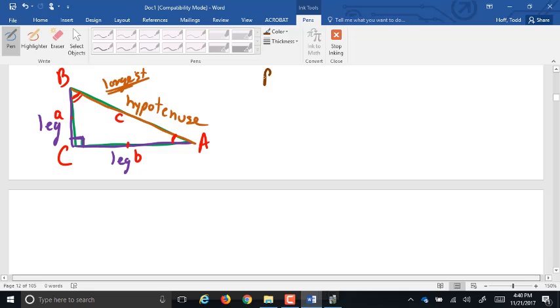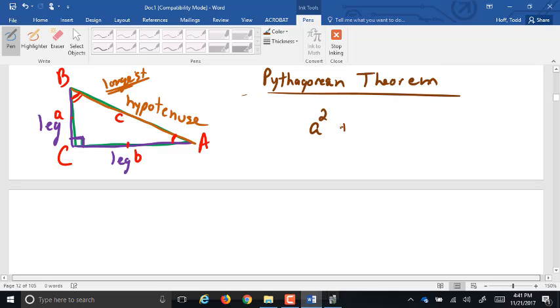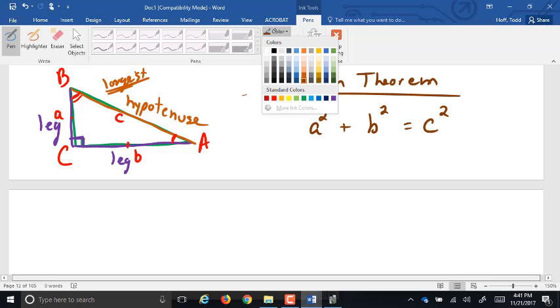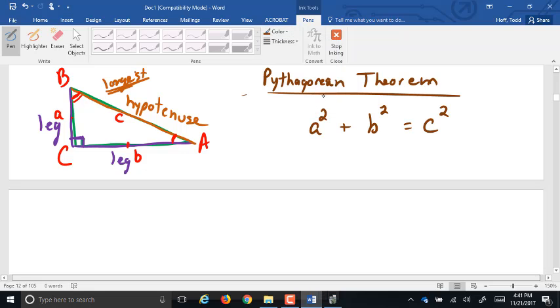And of course, the rule that we're going to put out here, called the Pythagorean theorem, or sometimes called the Pythagorean rule, is of course the length of side a squared plus the length of side b squared is going to equal the length of side c squared in any right triangle. Of course, it has to be a right triangle. If we don't have that right angle in it, this will not work.